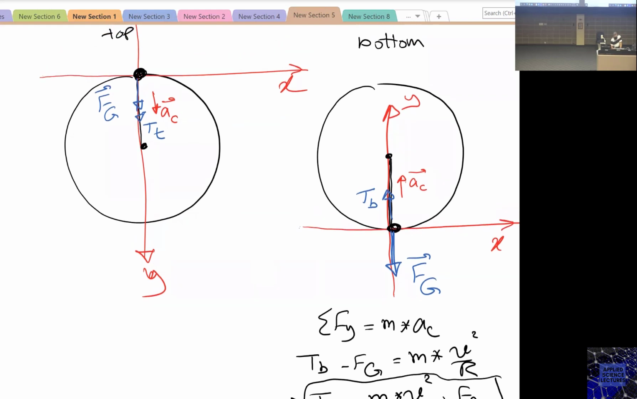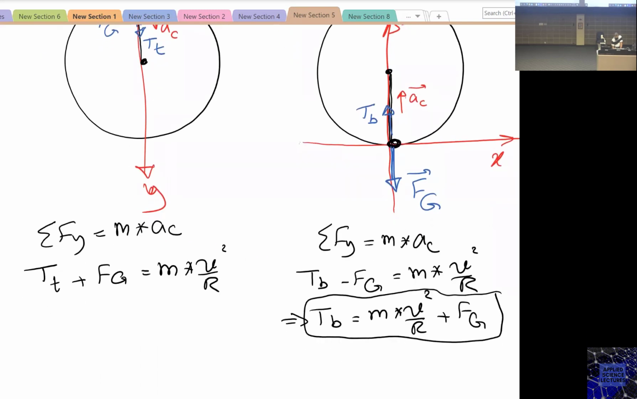Let's look at the second one. Sigma Fy equals m times a_c. Both of them are positive, the tension and the gravitational force. So I have here TT plus Fg equals m times v squared over r, which is TT equals m times v squared over r minus Fg.